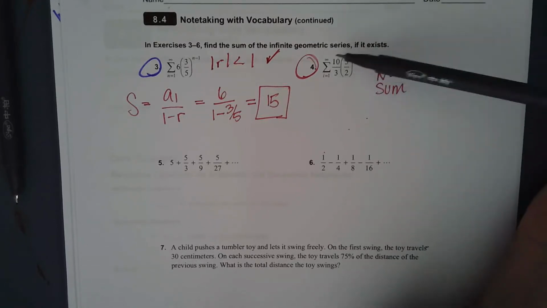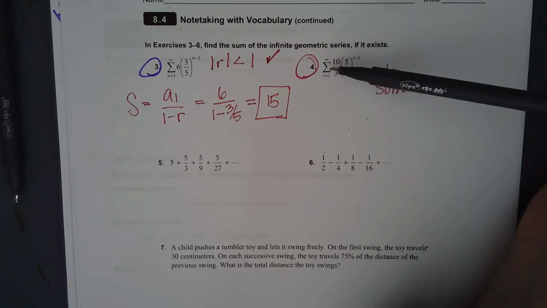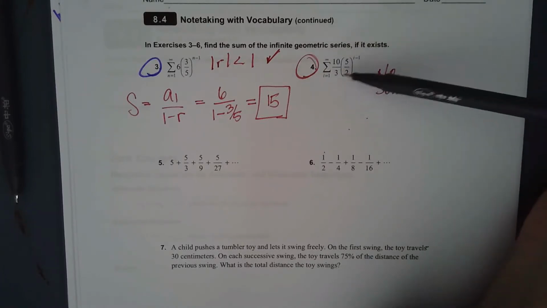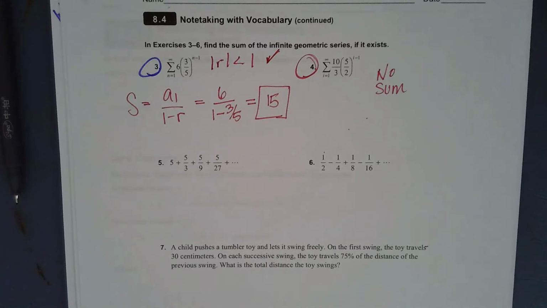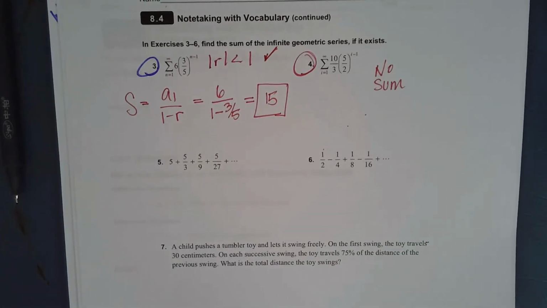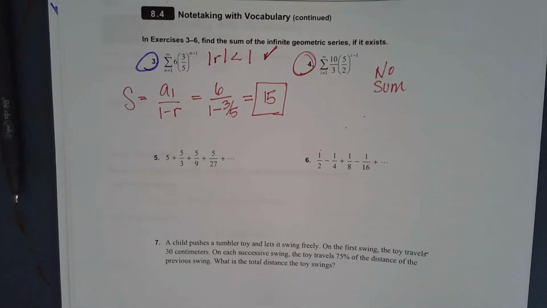I also talked about number 4 because I wanted you to notice that this has no sum. The reason why is because, yes, it's infinite, yes, we're figuring out a sum, and we have an r value, but the absolute value of r is not less than 1. So r is 2.5 over 2, and the absolute value of r is not less than 1, making it not possible to figure out that sum. You could figure out a partial sum, but you can't figure out the full sum of that one.